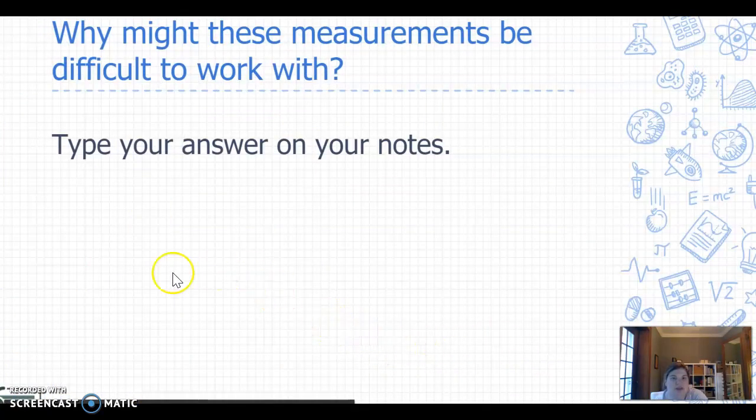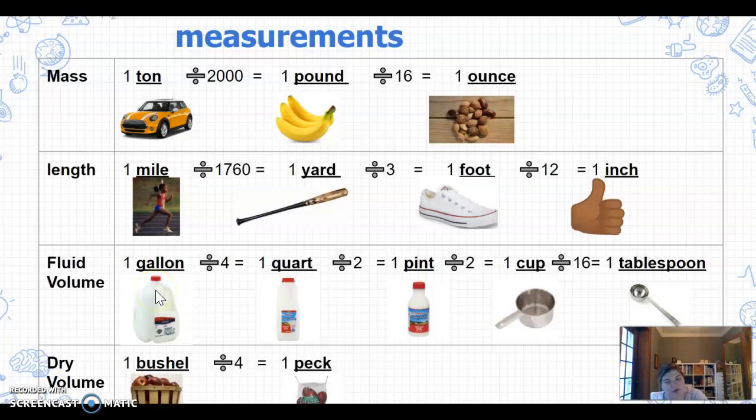Why might these measurements be difficult to work with? So go ahead and brainstorm some things that you see when looking at this table and why it could be a challenge to use these systems of measurement. And I alluded to that a little bit already. So this would be a good time to pause, but I'm going to continue on.